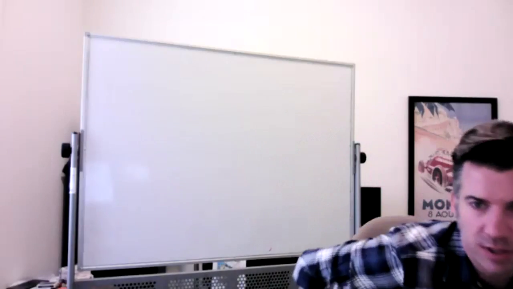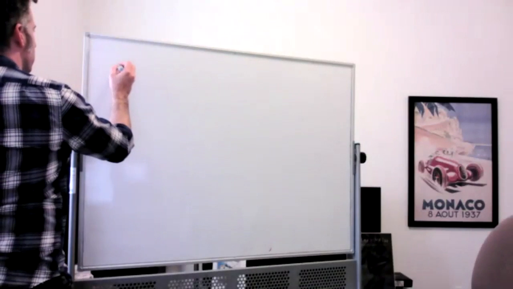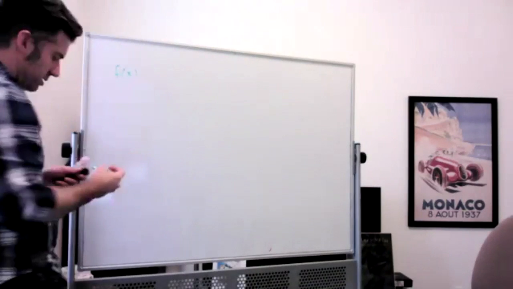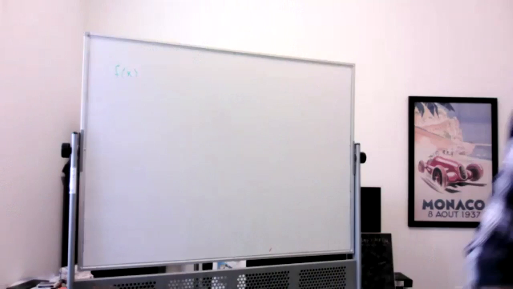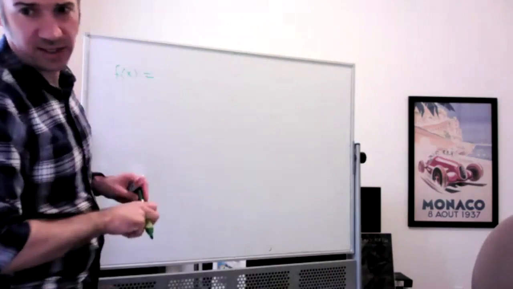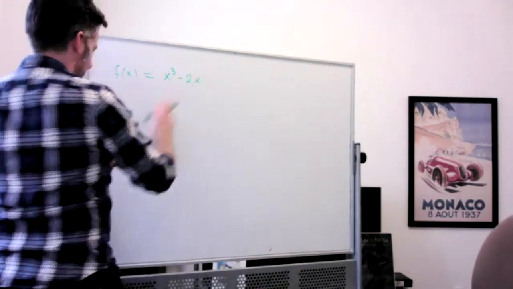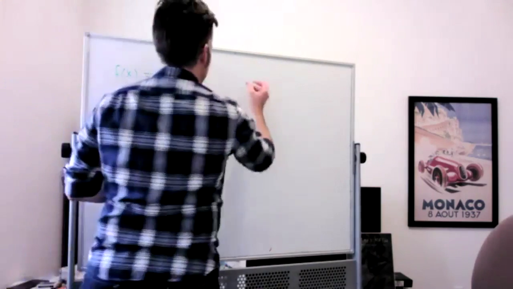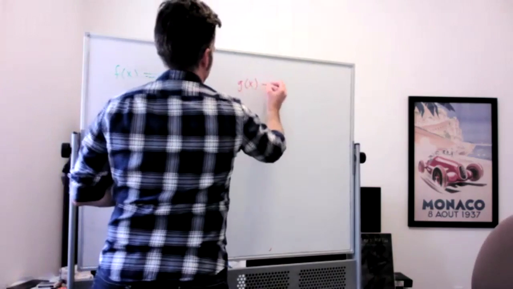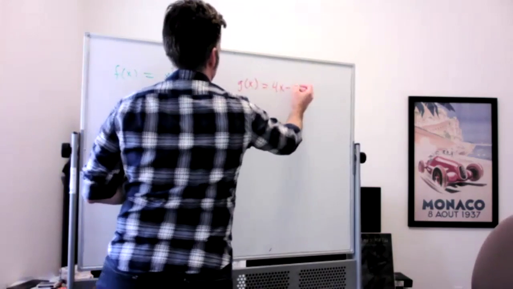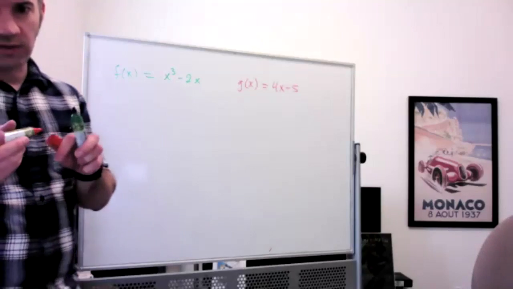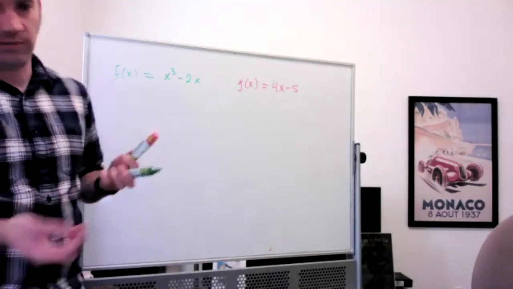So we've got two functions, f of x equal to x cubed minus 2x, and g of x equal to 4x minus 5. And what we want to do is, well, first we'll just talk about evaluating functions.